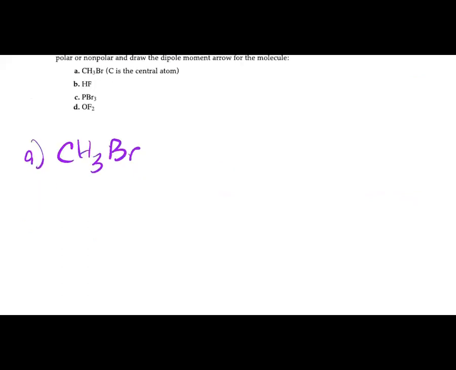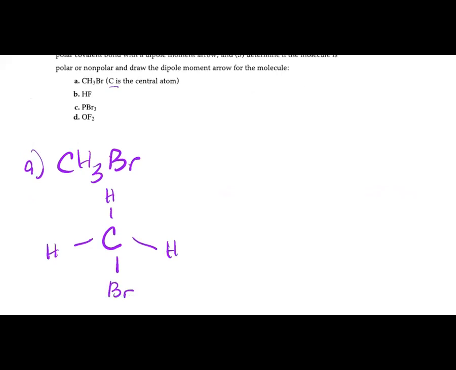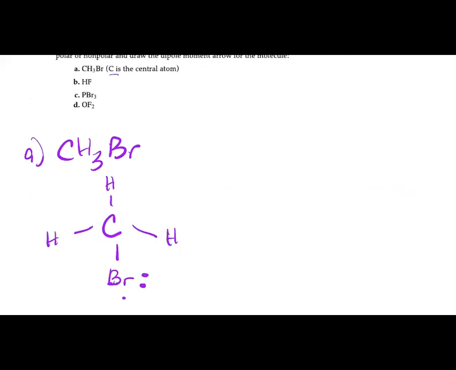Okay, so it's telling me that carbon is the central atom. So I'm going to assume that you can draw the structure. Carbon's the central atom. It's going to have 4 things around it, right? So it likes to make 4 bonds. Hydrogens only make 1 bond, and bromine is our halogen, and it only makes 1 bond, and so it's going to have all these valence electrons. Okay, so this is our structure.